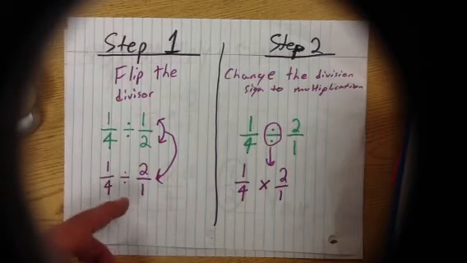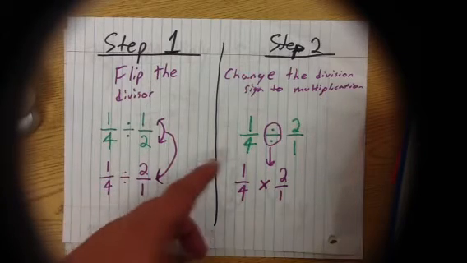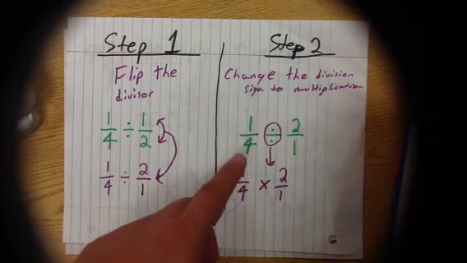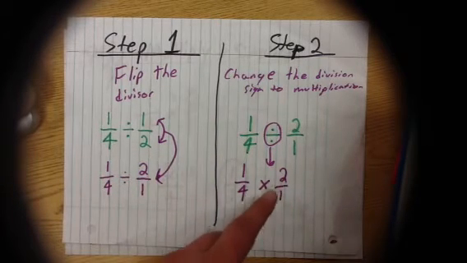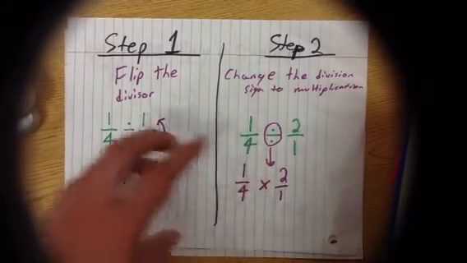But we can't just flip the divisor. Once we've flipped it, we can't keep that sign the same. Because we flipped the divisor, we have to flip the sign. So now change that division sign to a multiplication sign. What was once 1/4 divided by 1/2 is now 1/4 times 2/1. So notice that this is flipped, and the sign is flipped.